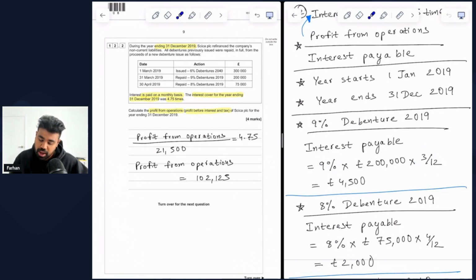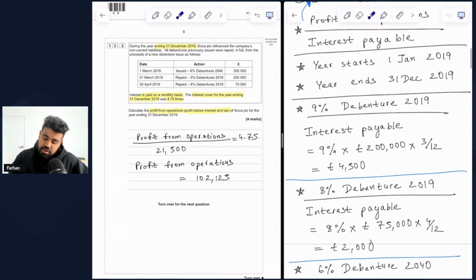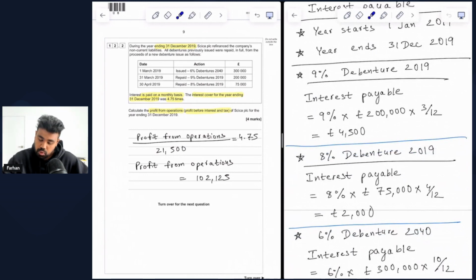So once you do all that, you arrive at £4,500 for the interest that we have to pay on the 9% debenture that is repaid on 31 March 2019. Then we have the second type of debenture that we have repaid, which was the 8% debenture, and that repayment was done on 30 April. So this time, this debenture was in use for 4 months, which are January, February, March, and April.